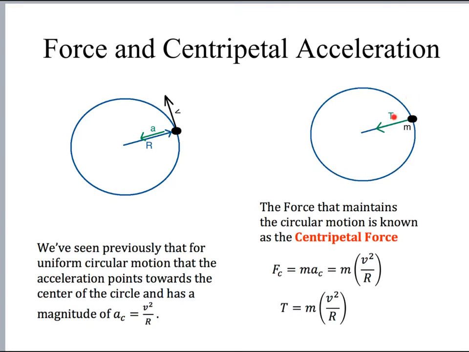Now, if the string were to break or be cut, the object is going to go tangentially, because the velocity vector is tangential. And Newton's first law says things want to keep the velocity they have. But what keeps the thing from going off tangentially and keeps it in the circular path is the fact that there's this force always pulling it towards the circle. In this case, the centripetal force is the tension.